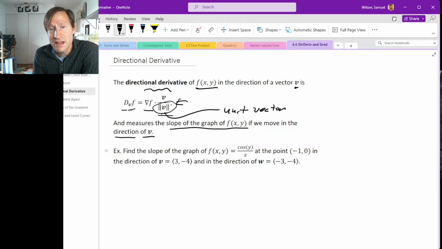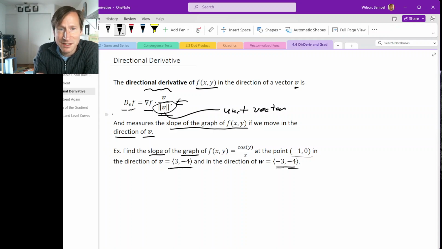Okay, so for an example, let's find the slope of the graph of this function at the point -1, 0 in the direction of the vector 3, -4, and also the direction -3, -4. Since we want the slope of a graph in certain directions, that's one of these directional derivatives. So let's calculate the directional derivative in the direction of v first.